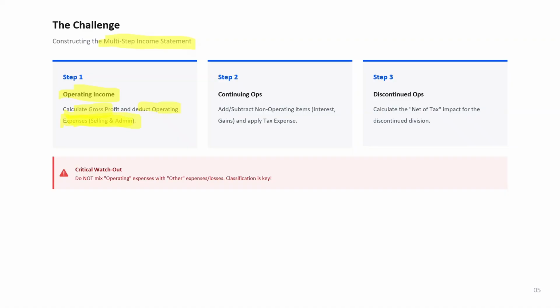Which are selling and administrative expenses. On the second step, we are going to add or subtract the non-operating items, the things in the previous trial balance you saw, the interest or gains, things like that. And then we are going to apply the tax expense. Remember, in the multi-step income statement, we first add the values, then in the end we calculate the income tax expense, except the discontinued operations. Remember, there were some discontinued operations, but they gave us the pre-tax information.